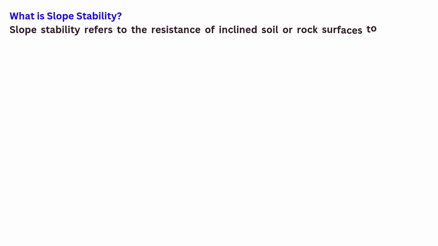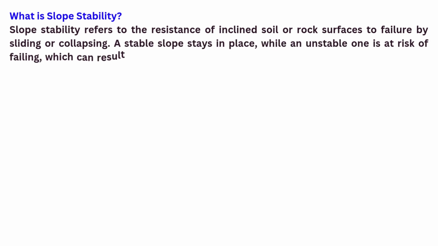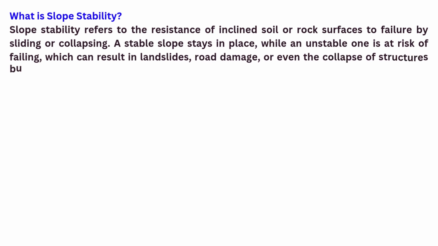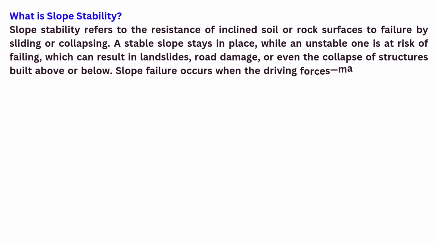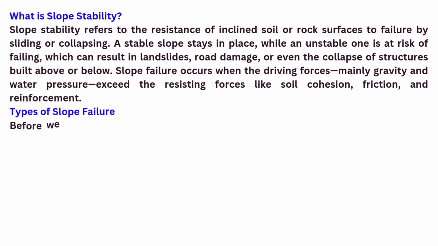What is slope stability? Slope stability refers to the resistance of inclined soil or rock surfaces to failure by sliding or collapsing. A stable slope stays in place, while an unstable one is at risk of failing, which can result in landslides, road damage, or even the collapse of structures built above or below. Slope failure occurs when the driving forces, mainly gravity and water pressure, exceed the resisting forces like soil cohesion, friction, and reinforcement.